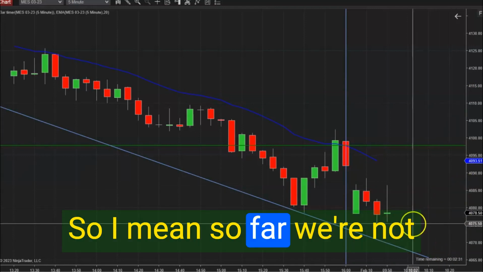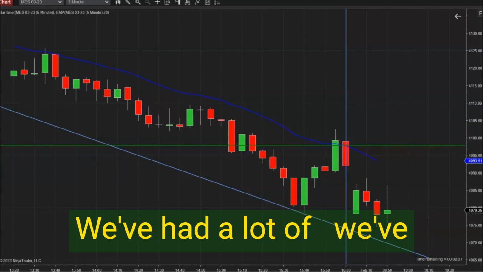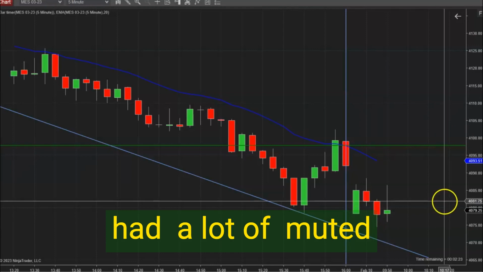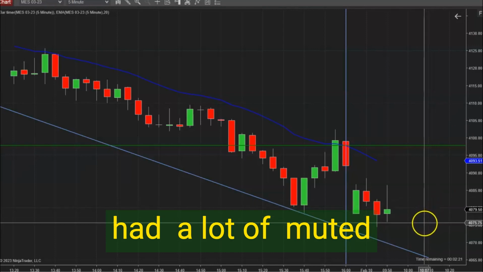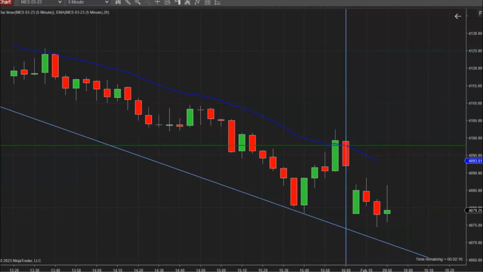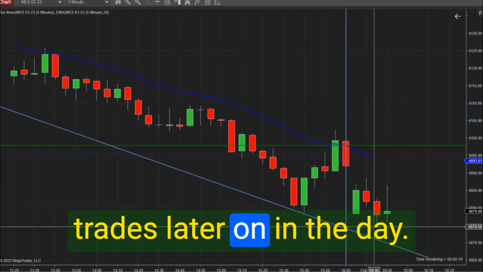So far, we're not seeing conviction either way. We've had a lot of muted opens recently. But it doesn't mean that we're not going to find trades later on in the day, right?